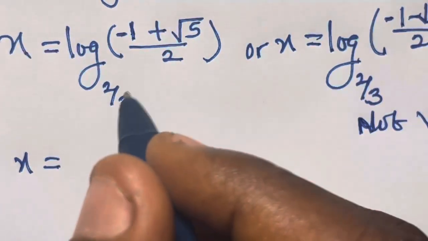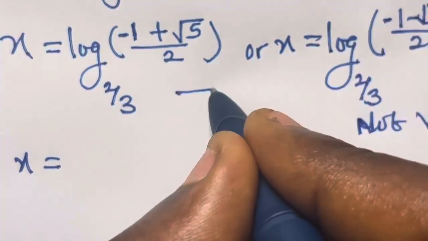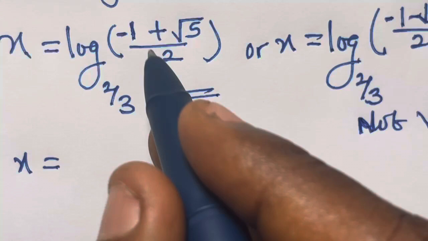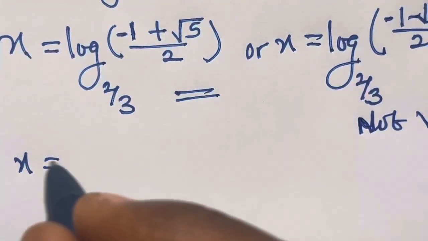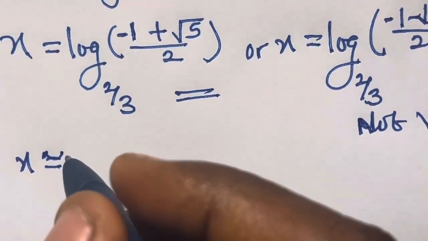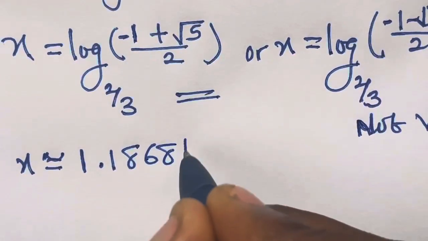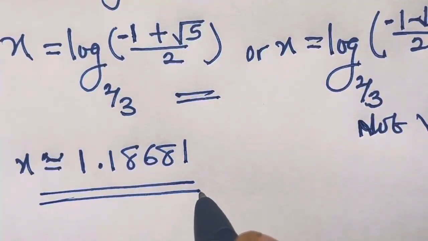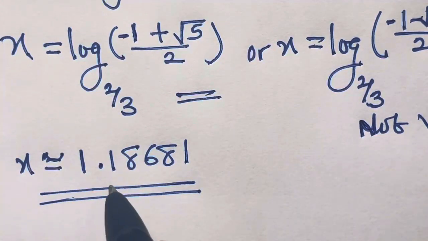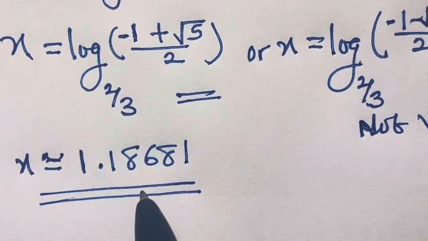If you want to get the numerical value, you can either leave your answer like this, or you can put it in the calculator, and I've already done that. So I get 1.18681. So this is the numerical value of x. You can easily check that by substituting this value into the given equation.